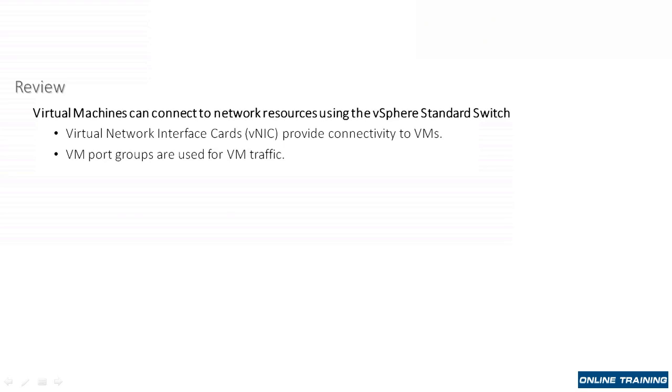It's basically like having a fake switch running inside of your ESXi host that interconnects all of those VMs on that host, and also applies VLAN tagging and security policies, right, based on those port group memberships.